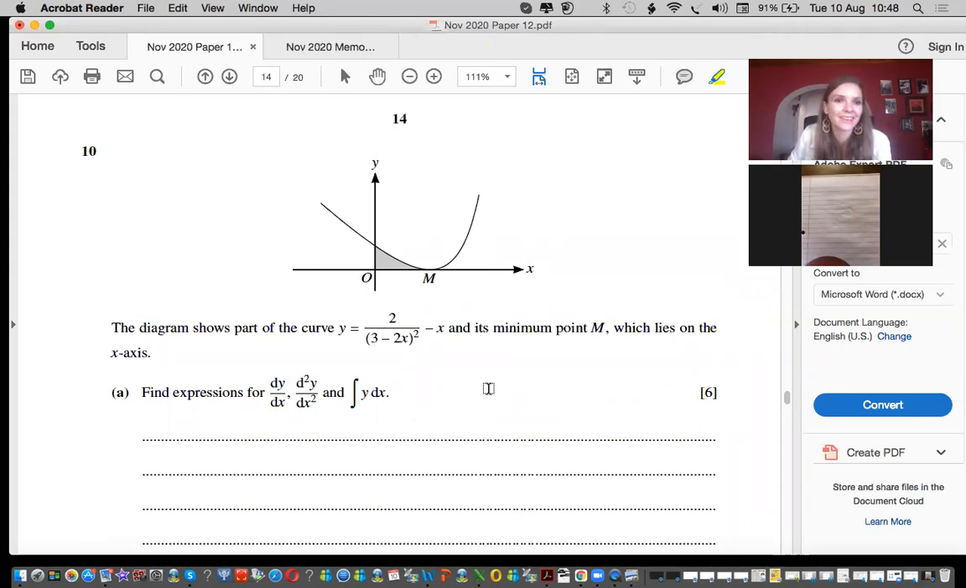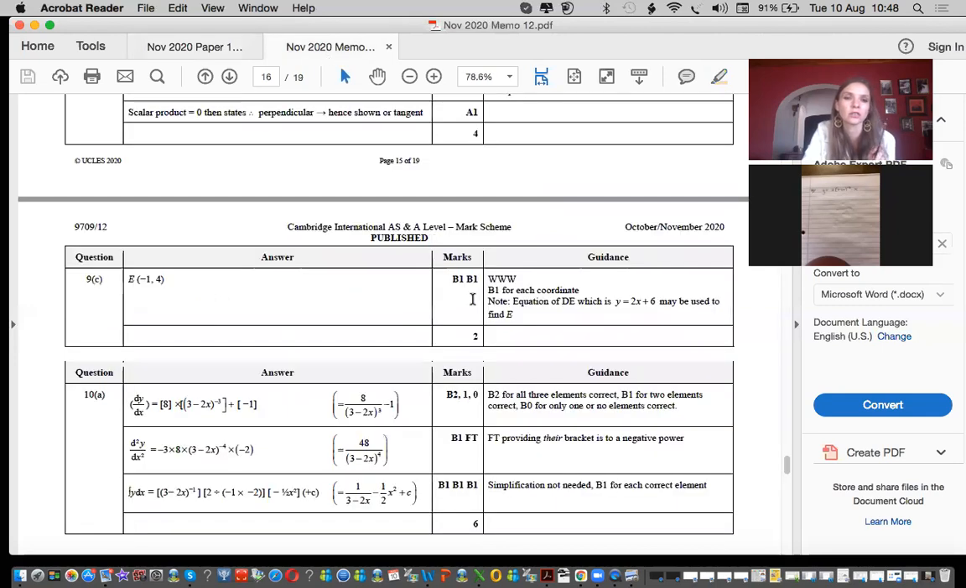Let's do 10. Number 10, calculus. Yes, please. The diagram shows part of a curve. So let me just write down my curve. First thing I will do is I will bring up that bracket and make it to the power -2, just to make it easier for whatever they're going to ask me next. So we've got a curve. We have a minimum point at M, which lies on the x-axis. Then they ask me a bunch of questions: derivative, second derivative, integration. Okay, we can do that.